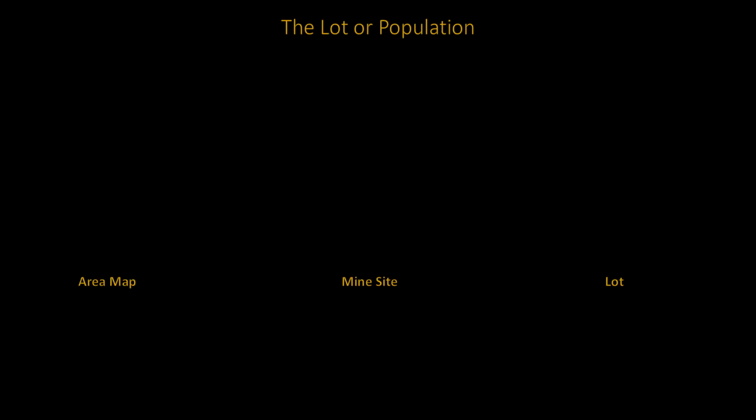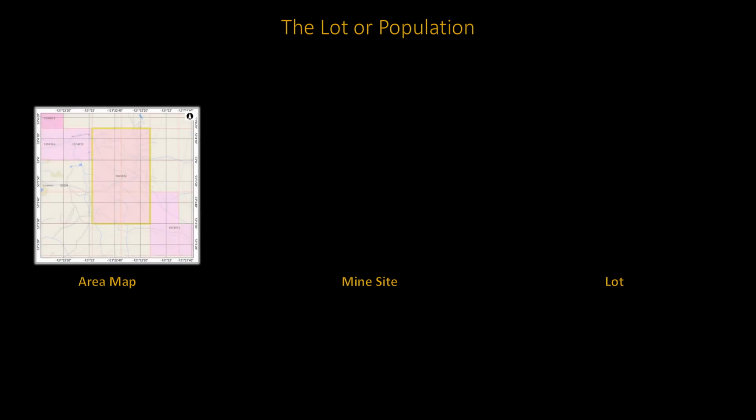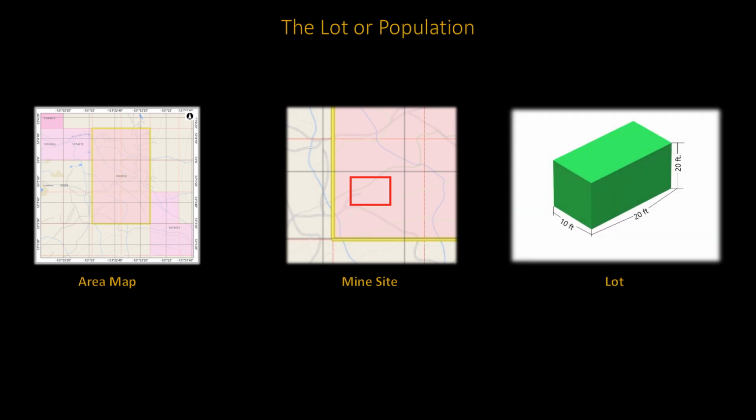Before going into more detail, I need to explain a couple of terms that will be used going further. The lot, or population, both mean the same thing. The area map is the location map of a claim. In this instance, it is 6 cells in size. The site map is the location of the working area within the claim. The lot, or population, represents the ground that you are working.